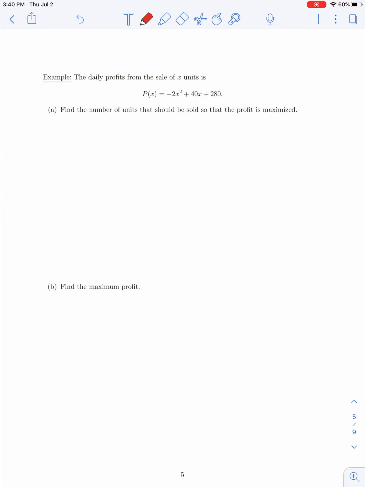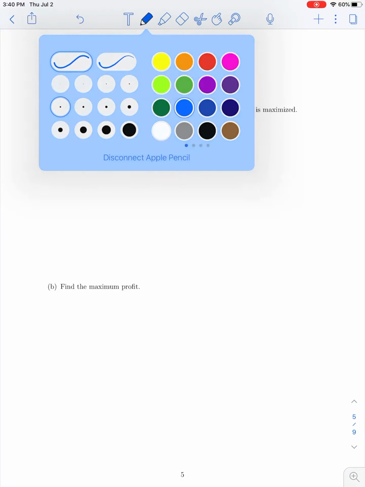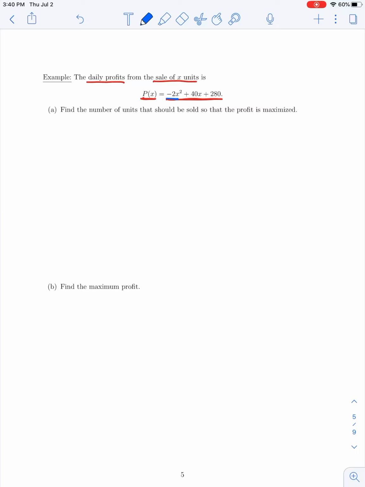As an example of this, let's suppose that the daily profit from the sale of x units of some commodity is given by the following profit function, P of x, which is a quadratic here. And we see here that the coefficient of x squared is negative 2, which means that this is a downward opening parabola. So the vertex of that parabola is going to give us the maximum profit.